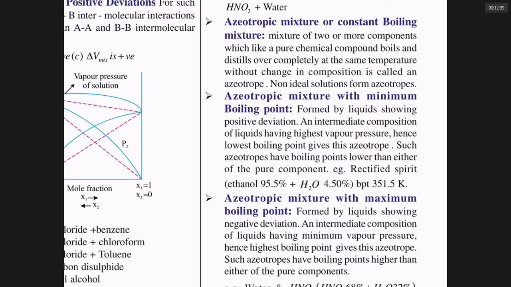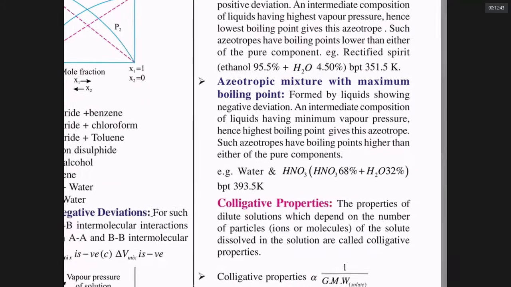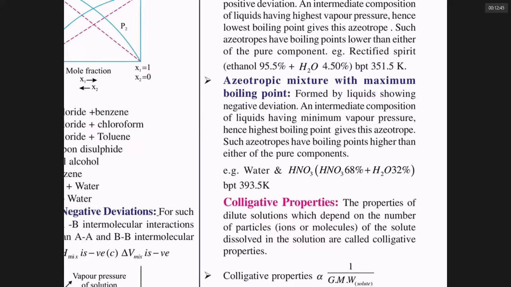This mixture has the lowest boiling point. Some azeotropes have a higher boiling point than the individual components. Example, 68% nitric acid and 32% water.